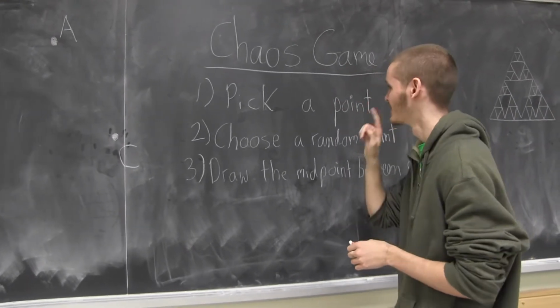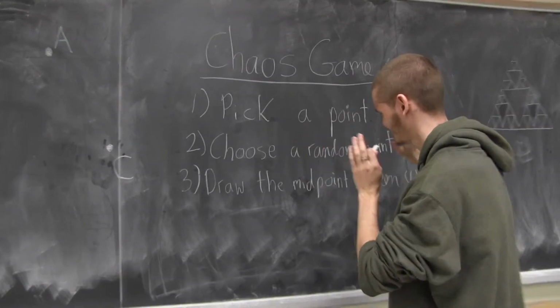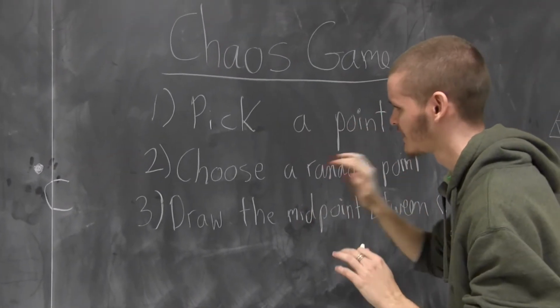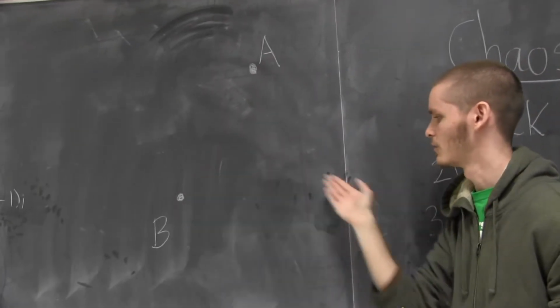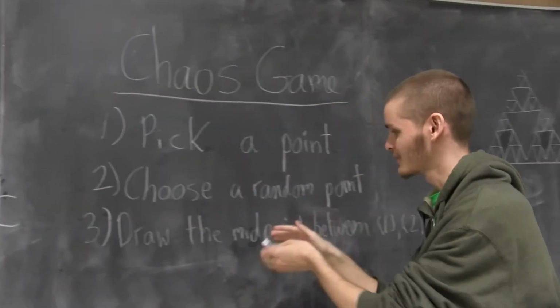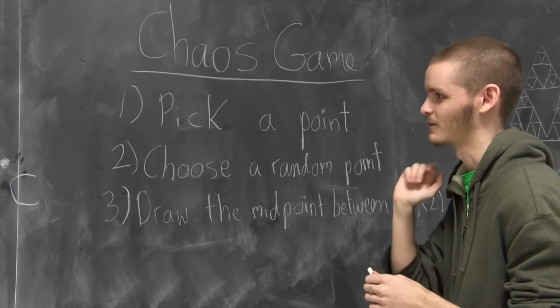So this is the algorithm that we are hinting at, the chaos game, and it has 3 steps. The first one, we pick a point, and this is arbitrary because I didn't say pick a certain point, just pick a point. 2, choose a random point. So you're either going to pick A, B, or C. And then the third step is you're going to draw the midpoint between what you picked and the random point.